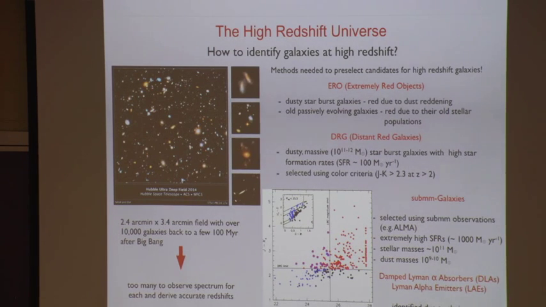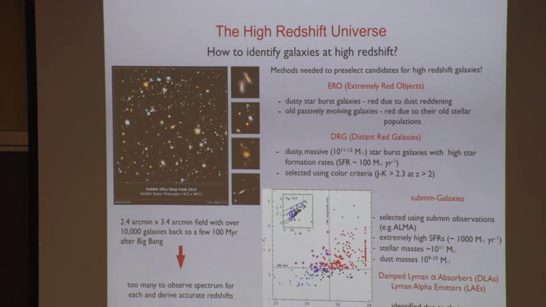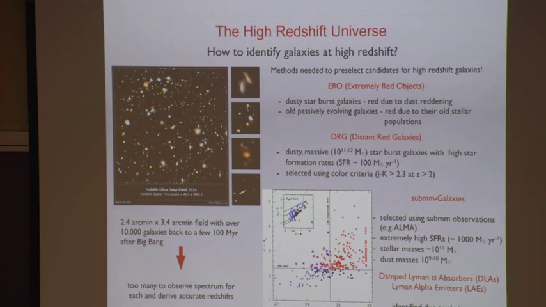For example, we can select so-called extremely red objects. These are very dusty starbursts, meaning they produce a lot of stars in one moment. And the dust is reddening these objects. Another subclass of these EROs are also passively evolving. That means these galaxies do not form new stars anymore. They just sit there and these stars age. That's why they get red.